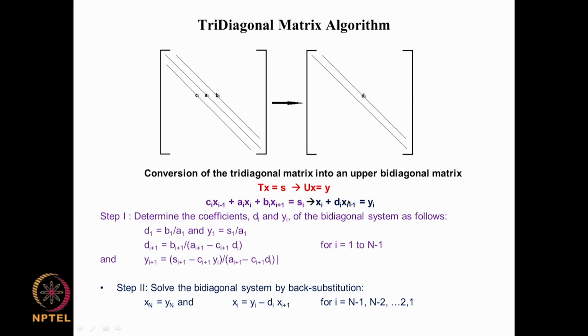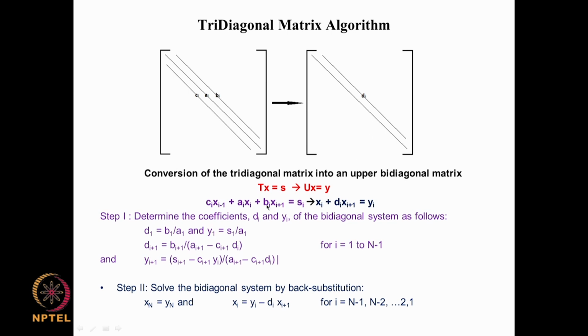So the number of arithmetic operations needed to get the solution from Ux equal to Y is very limited. It is essentially one multiplication and subtraction. You know xi plus 1, so multiply that by di, and then y minus di times xi plus 1 will give you xi. So the evaluation of the solution after it is converted to Ux equal to Y is pretty straightforward.